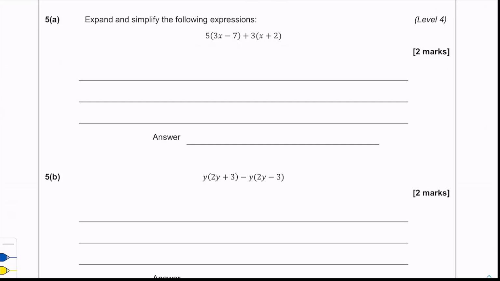We have 5 times by 3x, which is 15x, and then take away 35. We've then got plus 3 times x, so 3x, and then plus 3 times 2, so plus 6. Collecting like terms, we end up with 18x, and then we've got take away 29 as our final answer.